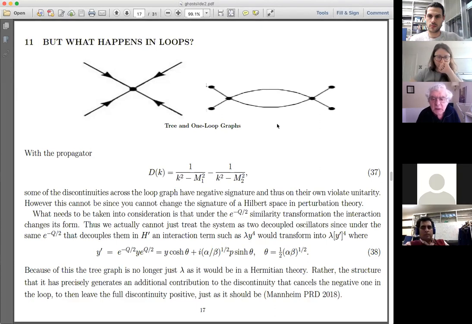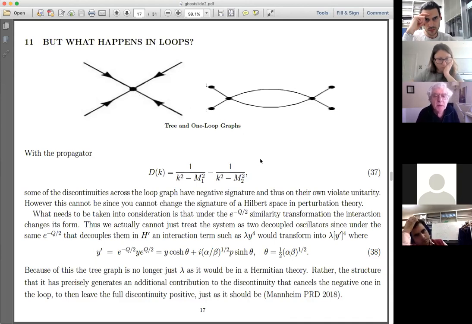And then if I calculate the discontinuity across that graph, it's going to be negative. That on its own is going to violate unitarity. However, there's more to the theory than this graph. In the same way that I made these similarity transformations to bring the Hamiltonian to a diagonal form, the interaction, lambda phi to the 4, becomes a very complicated quantity. And what happens is the tree graph gets modified, the vertices get modified, and the sum of the graphs is unitary. Damiano Anselmi has also talked about modifications of the tree graph.